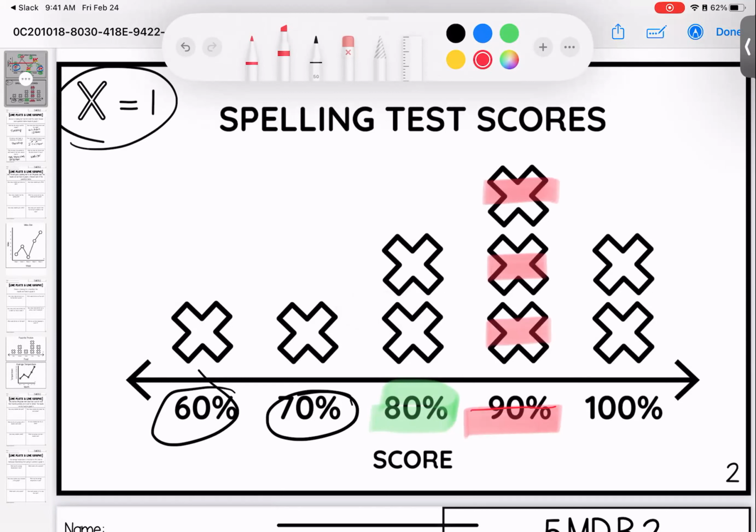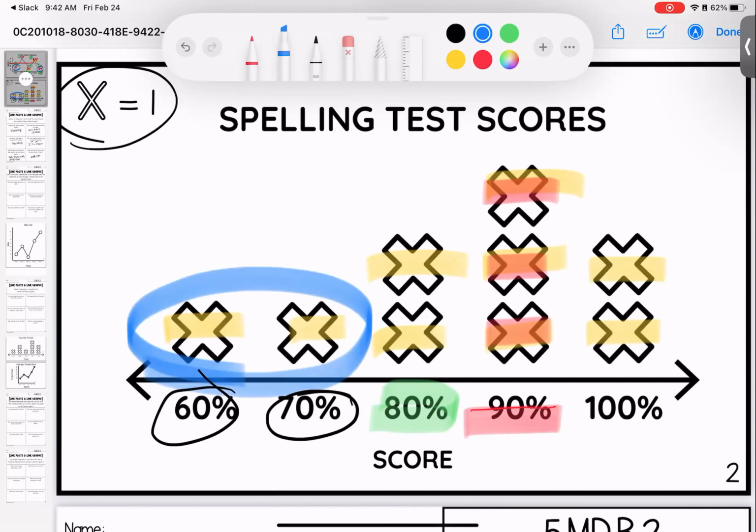How many students took the spelling test? Well, we need to count each of these X's to see. 1, 2, 3, 4, 5, 6, 7, 8, 9 students took the test. What 2 scores did only 1 student get? Down here, they each have 1 X, 60 and 70.